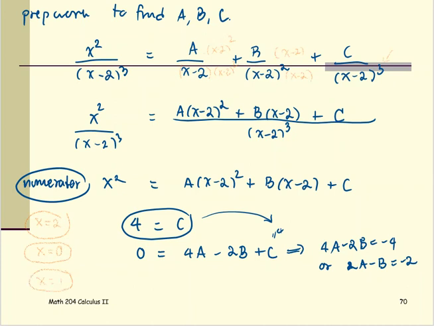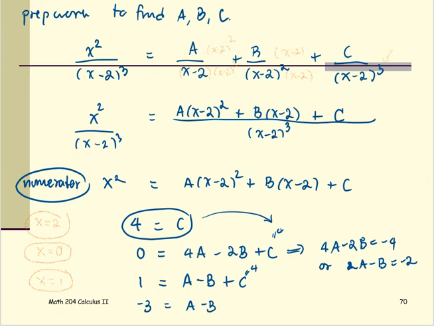If I pick x equals 1, my left hand side is going to be 1. My right hand side is going to be a times 1 minus 2 quantity squared, which is a times 1, or just a. And then b times 1 minus 2, which is negative b. And then plus c. Again, my c is 4, my known number. So right now I have negative 3 equals a minus b. Okay, I have two equations.